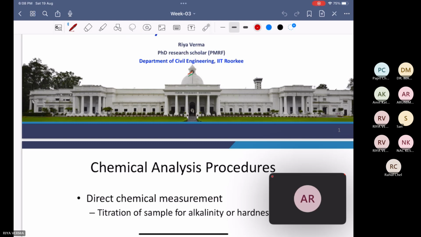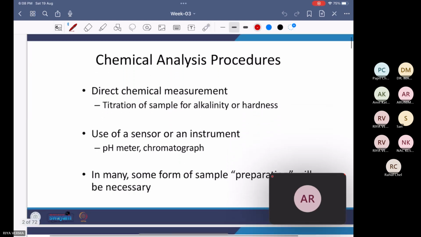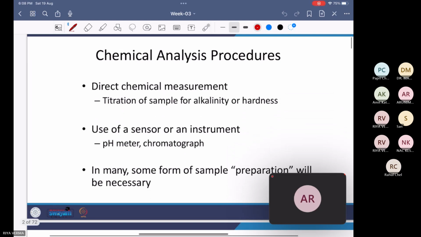So let's move ahead. Initially the class started with the chemical analysis procedures. In laboratories we have two types of procedures. First is direct chemical measurement, and second is the use of a sensor or an instrument. The direct chemical measurement involves basically titration. For example, we can take a titration of a sample for alkalinity or hardness. Like during your test for hardness, we take the sample and add some chemicals into it.